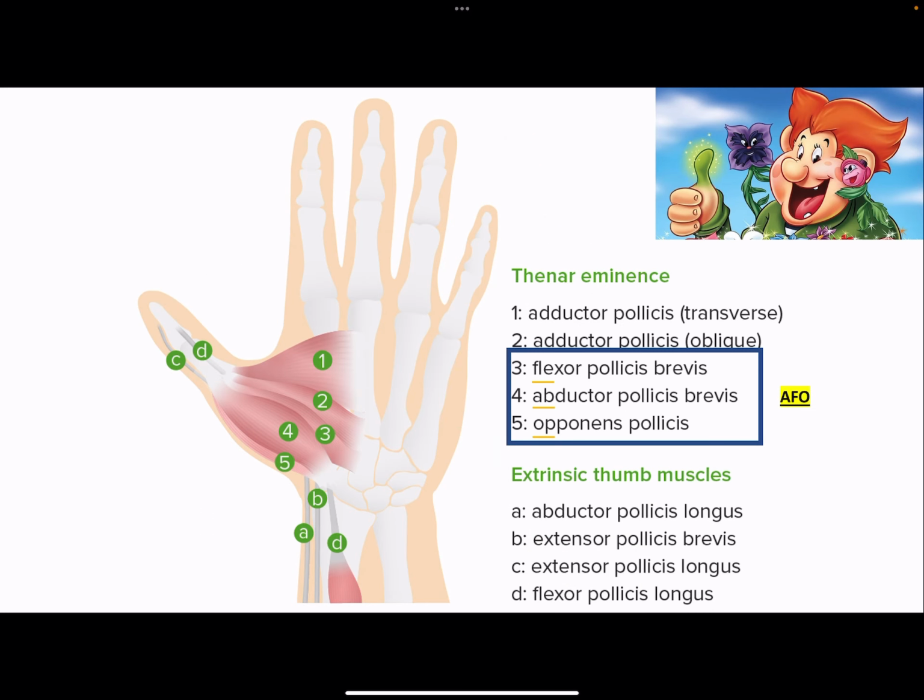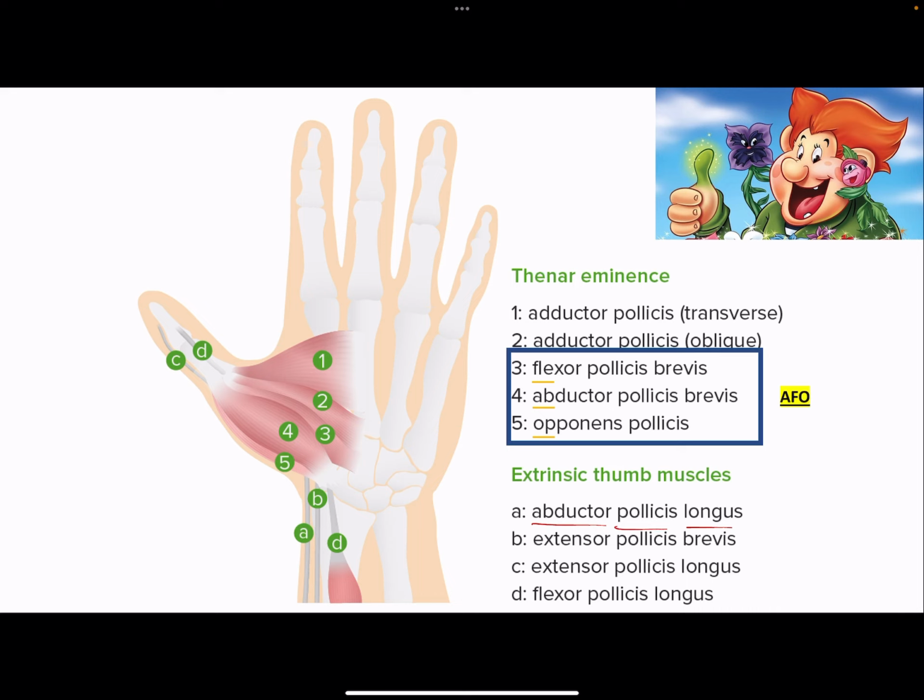So I keep talking about intrinsic and extrinsic, and that means what it sounds like. Intrinsic groups are the muscles that originate and are contained within the hand, while the extrinsic originate in the forearm and then extend into the hand. So, extrinsic being things like abductor pollicis longus and extensor pollicis brevis, and the ones that we just talked about.